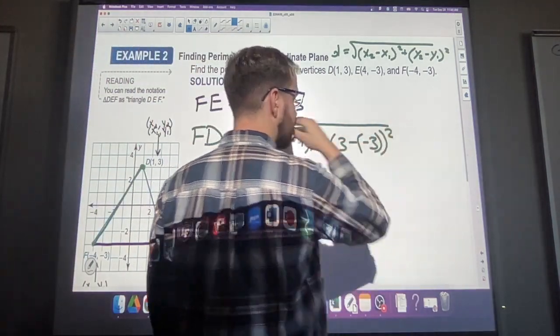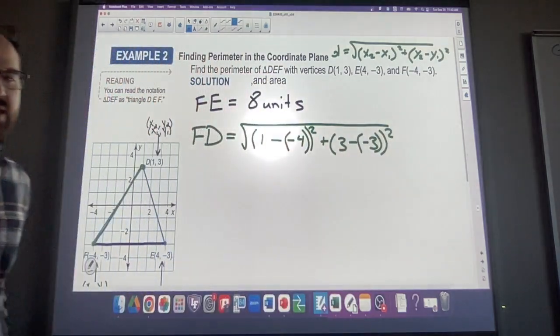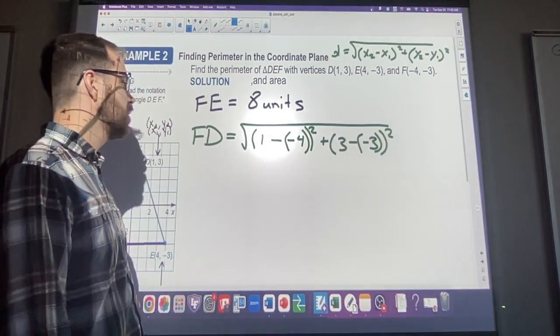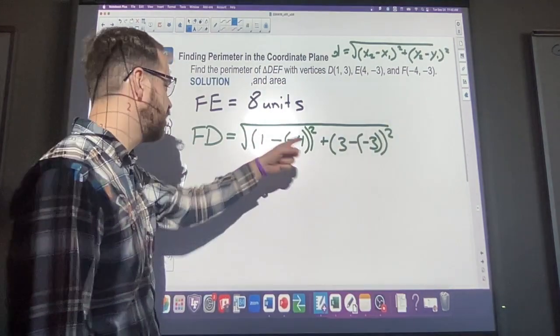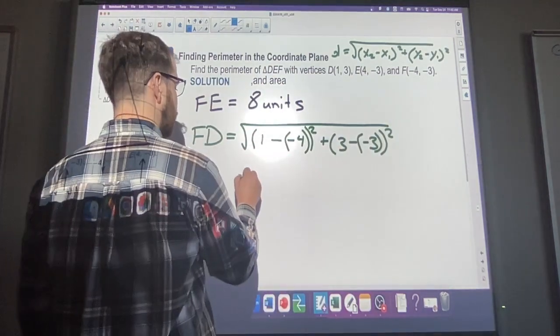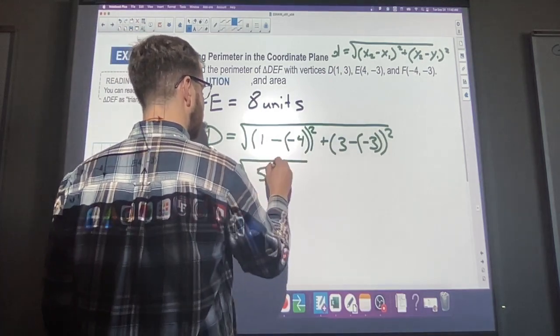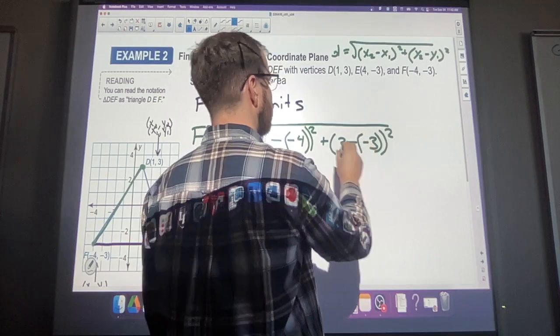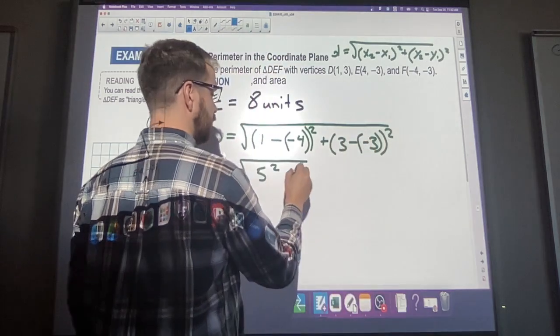And that's going to be squared. Now I always say, just think of it as how far apart are these? How far apart is 1 from negative 4? Well, it's going to be 5, and if we do keep change, it's really 1 plus 4. So we got square root of 5 squared, and then 3, so change to plus, because keep change, 3 plus 3. So it'll be 6.